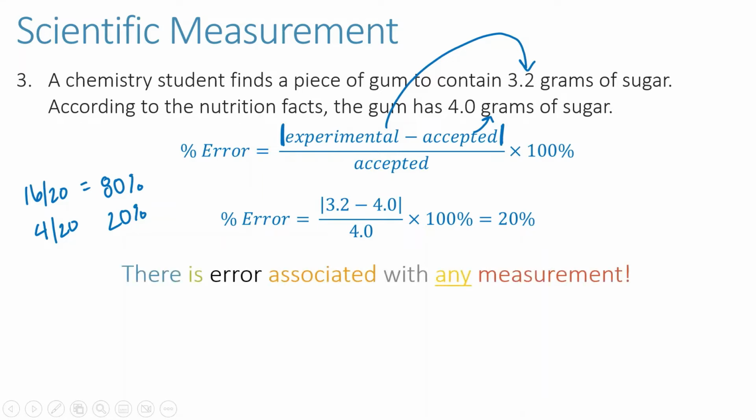So there is error associated with any measurement. One of the ways that we can express the accuracy of our measurements is to give a percent error. A low percent error means a high degree of accuracy.